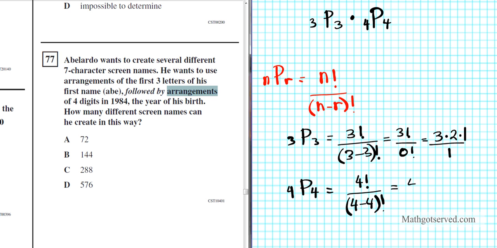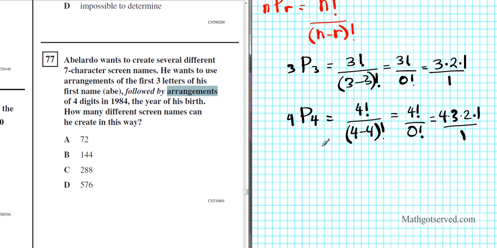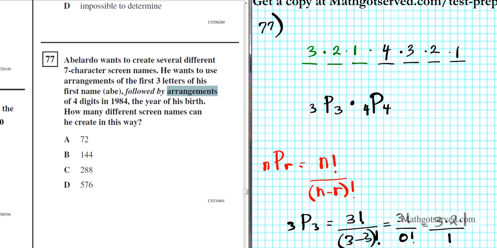So we're going to have 4 factorial over 0 factorial, which equals 4 times 3 times 2 times 1 over 1. If I multiply these two together, what do I get? So 3P3 times 4P4 is equal to 3 times 2 times 1 times 4 times 3 times 2 times 1. Guess what? This is exactly what we had in our setup up here.